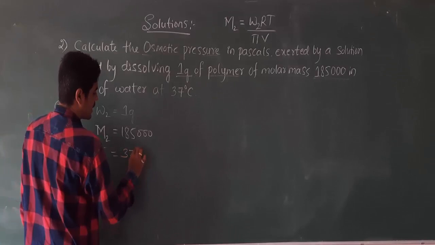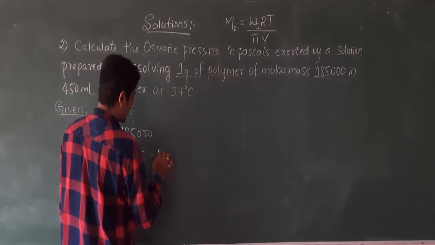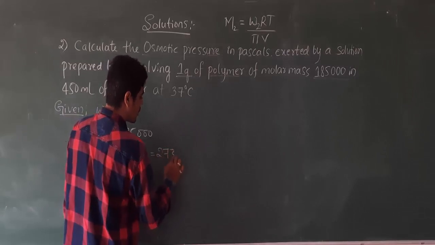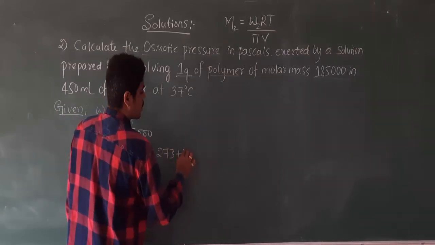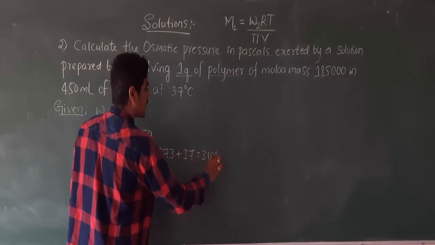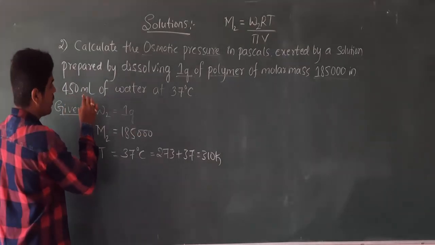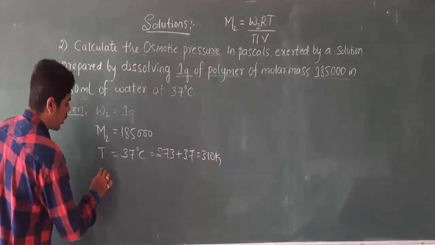And the temperature is also given, that is how much? 37 degrees Celsius. First convert this to Kelvin. How much does it become? How will you convert? 273 plus 37. What does it give? 310 Kelvin. Okay. And it is dissolved in 450 ml of water.